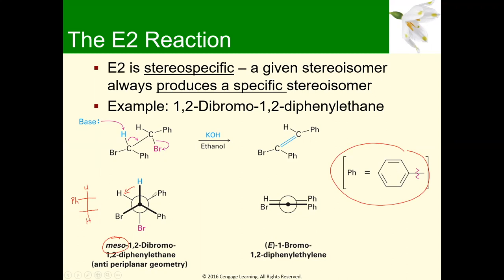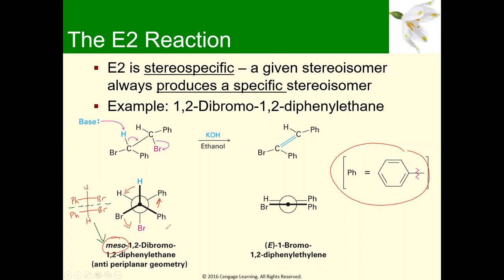And so if you rotate that, then the two phenyl groups would also be right on top of each other, and the two bromine groups would be right next to each other, on the same side. So remember that meso means that there's a mirror plane within the molecule. If I cut this molecule in half, it looks the same up top as it does down below. That's what we mean by meso. It's got that mirror plane.